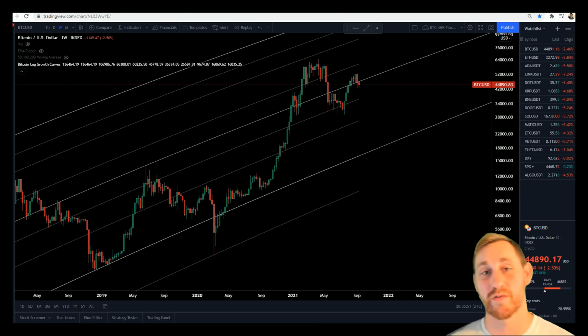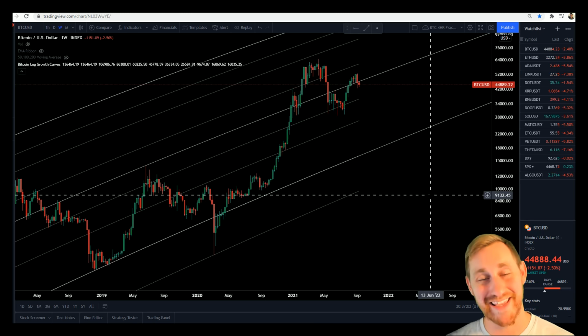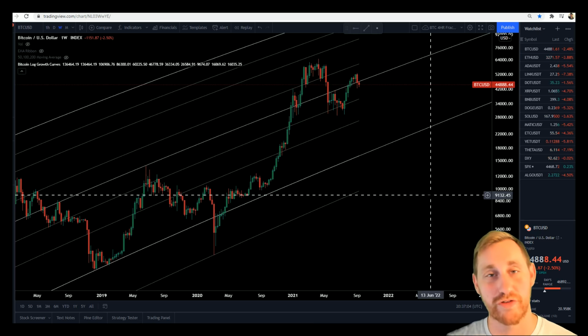In today's video, we're going to take a look at Bitcoin and look at the logarithmic regression curve that a lot of people look at. But we're going to do something a little bit different today: take a look at the Fibonacci levels inside that logarithmic regression curve and see if we can find any clues on what Bitcoin's next move might be on the longer term time frames.